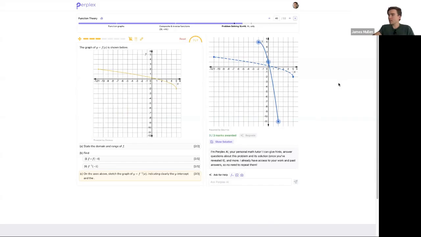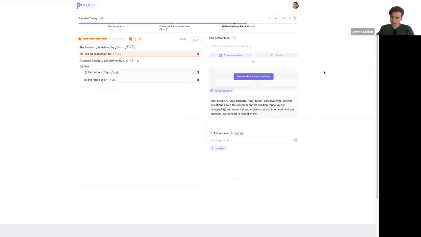Nice. Okay, let's move on to a slightly harder problem again. So I have a function that's defined by f of x is the square root of 5 minus 3x. And we're first trying to find an expression for f negative 1 of x, okay?